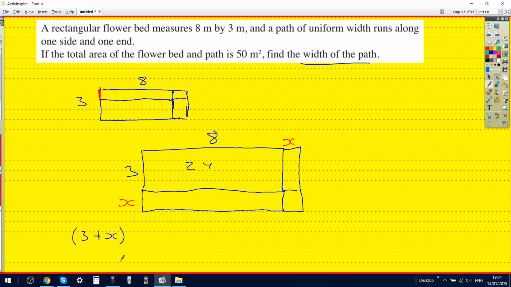The length? 8 plus x. Yeah. And what do you know about those two, the length and the width? What equation can you construct? I don't know, multiply them out. Yep. When you multiply those two, what should you get? 50 meters squared. And then you just solve that from there. Perfect. From there, I should be able to.